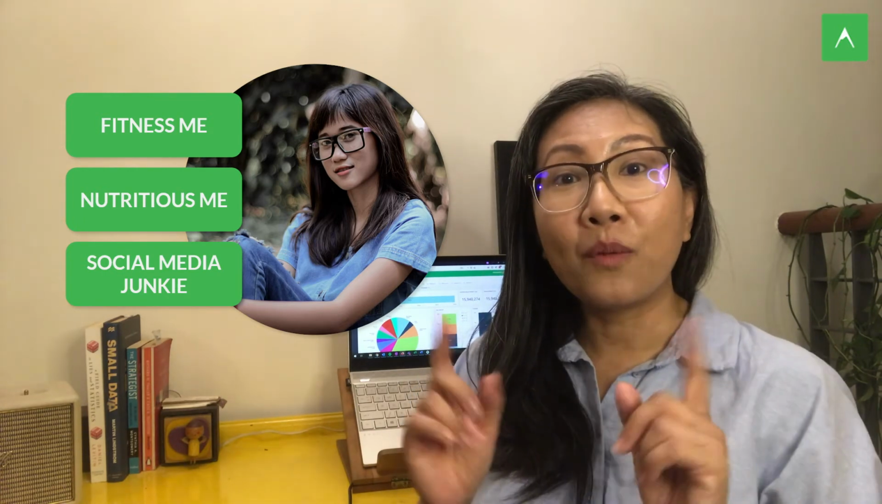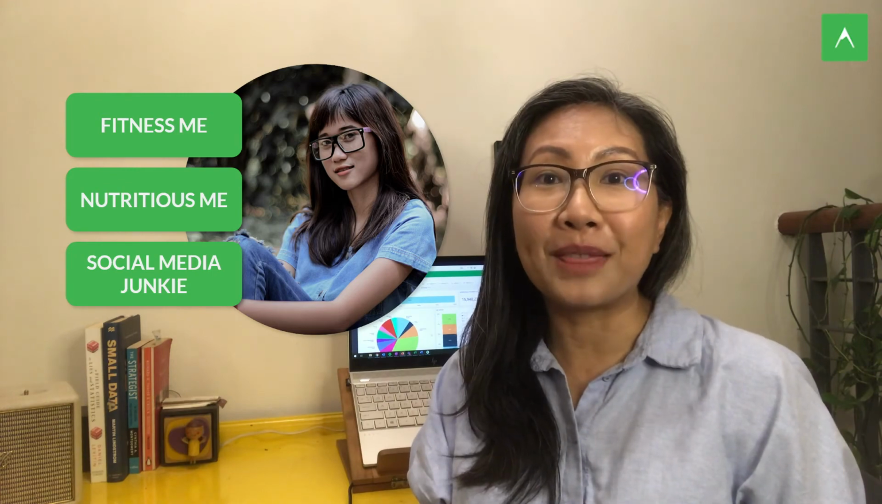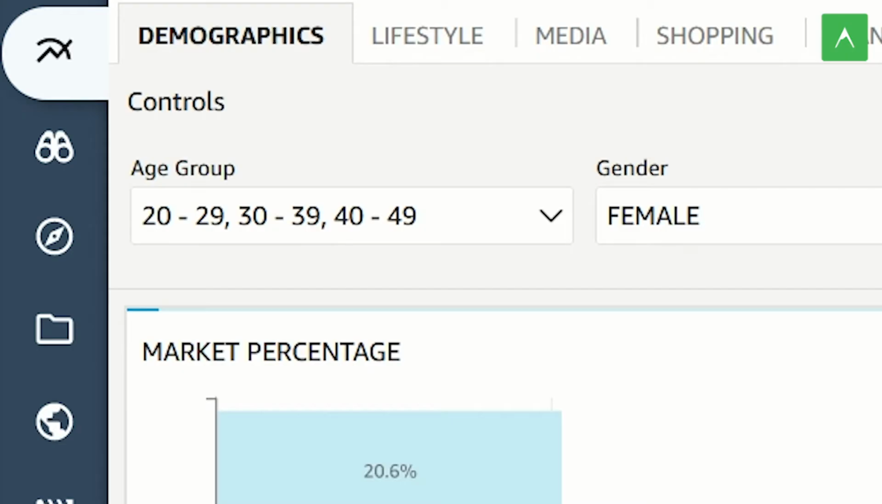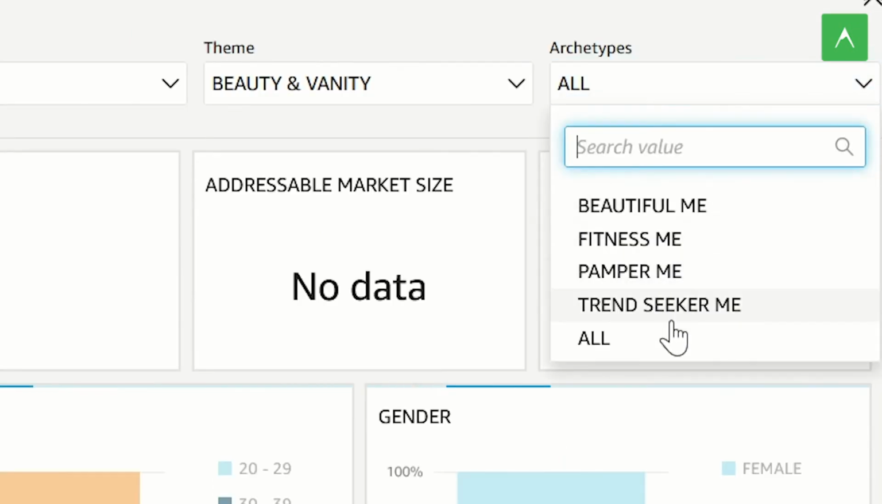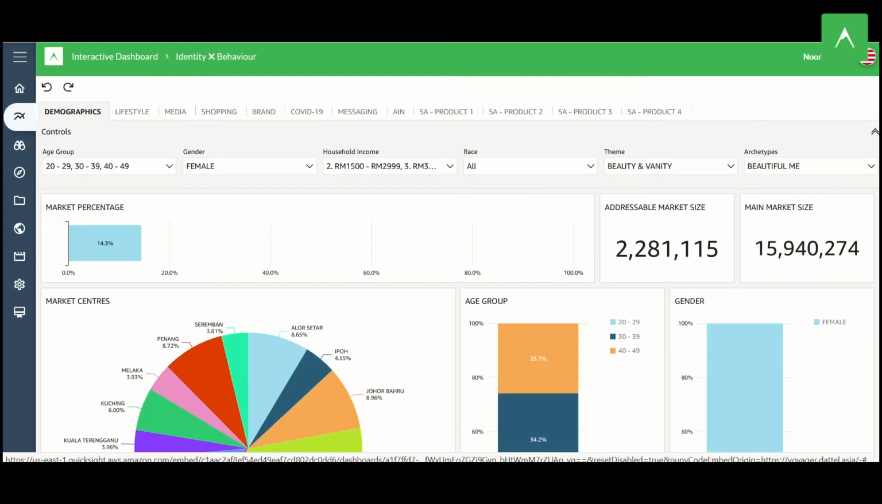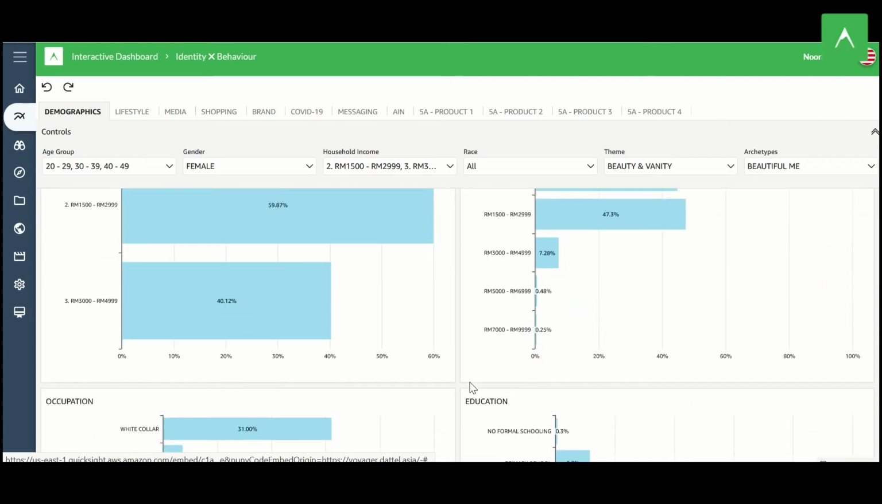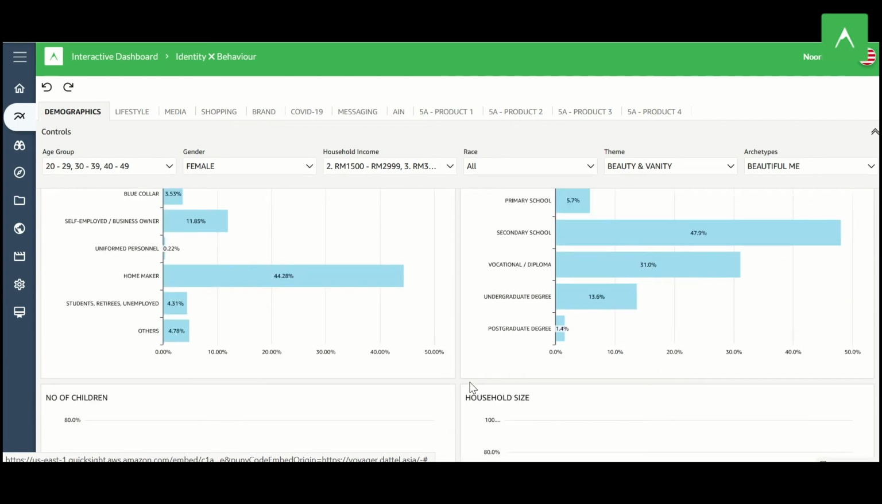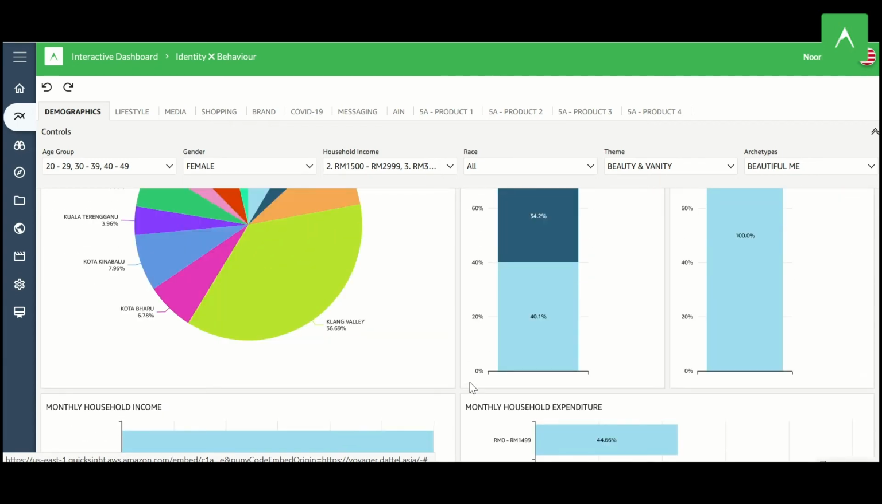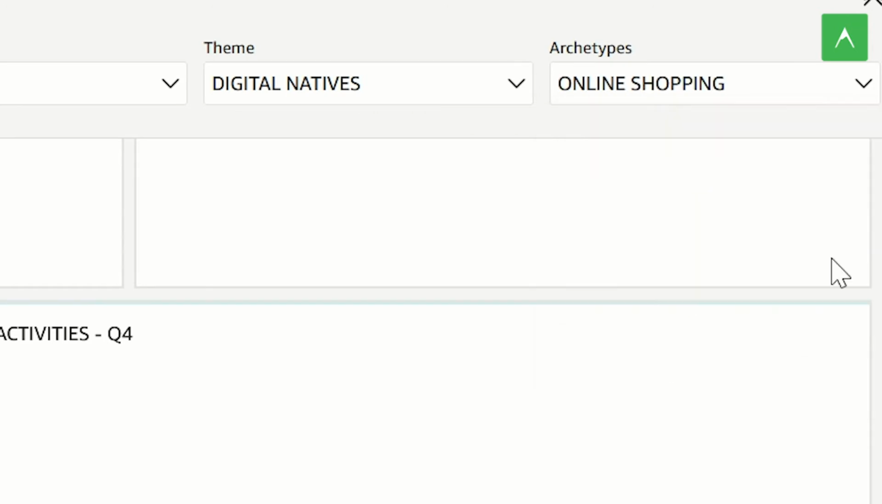So, what should our skincare entrepreneur do with behavioral archetypes? One way is to look at women ages 20 to 49 through the beautiful me archetype. Now, the 3 segments will be further refined because we are now focused on more discerning skincare users. Alternatively, our entrepreneur can look at the segments through the online shopping or social media junkie archetypes as well.